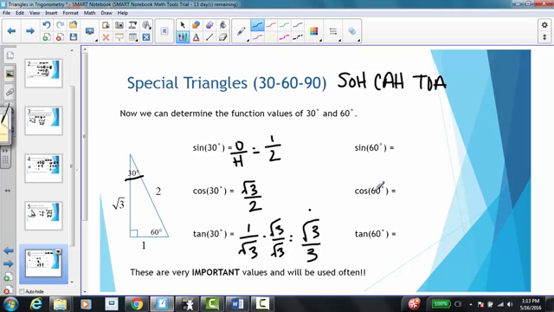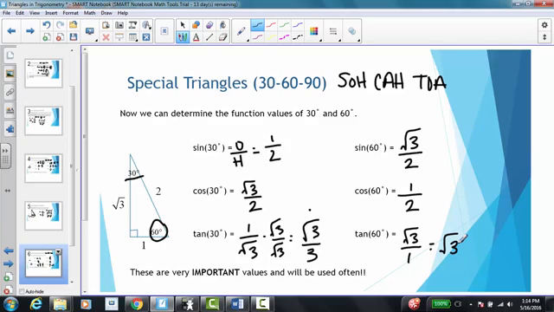Now we're going to do the sine, cosine, and tangent of 60 degrees. So down here's our 60-degree angle. Sine is opposite. So now our opposite is root 3, and our hypotenuse is still 2. Cosine of 60 degrees is now adjacent, which is 1, over our hypotenuse, which is 2. And finally, tangent is opposite over adjacent. So 60 degrees opposite is root 3 over adjacent, which is 1. So that's just root 3.